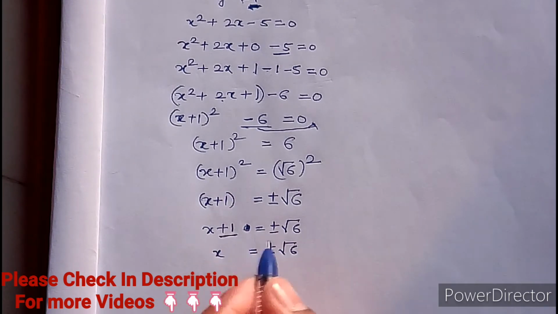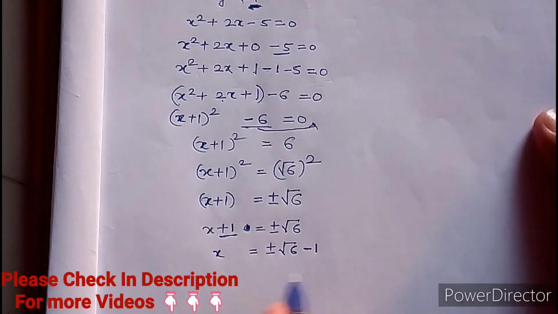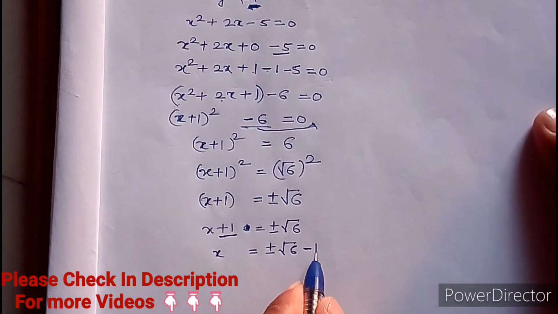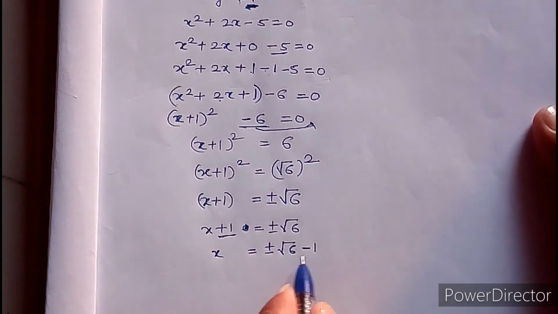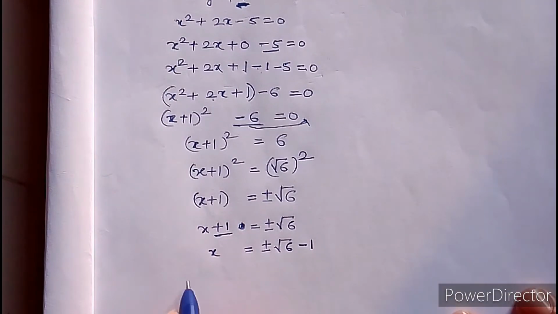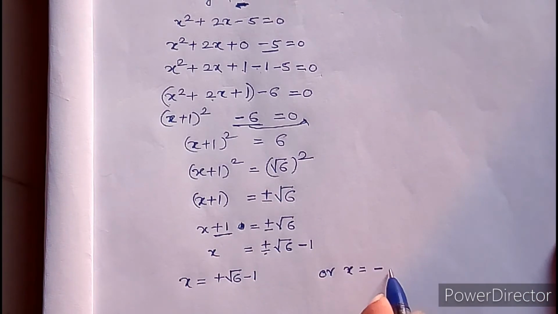Now this plus 1 is shifted to the right hand side and will become minus 1. Here we get two values, that is plus root of 6 minus 1, and another value that is minus root of 6 minus 1. Therefore the value of x equals plus root of 6 minus 1, or another value, that is a minus, x equals minus root of 6 minus 1.